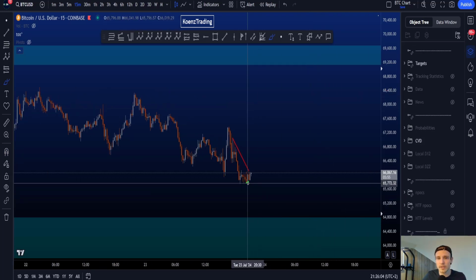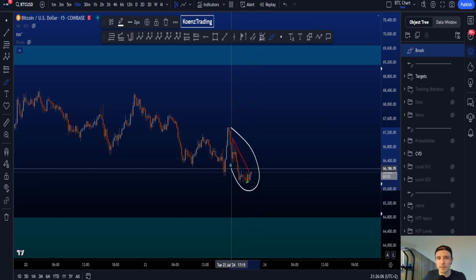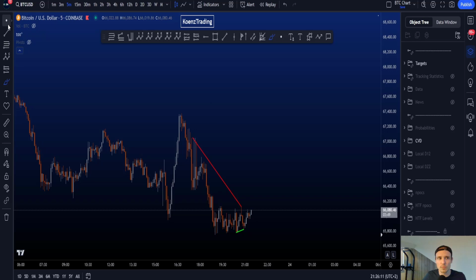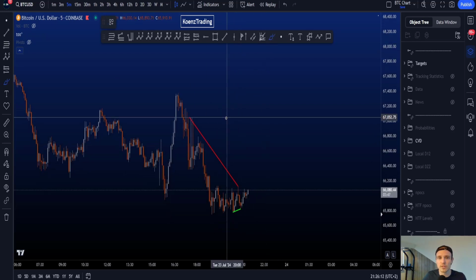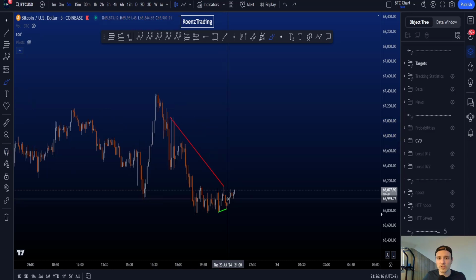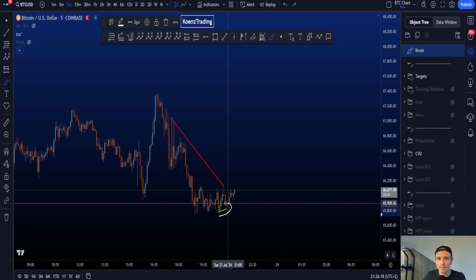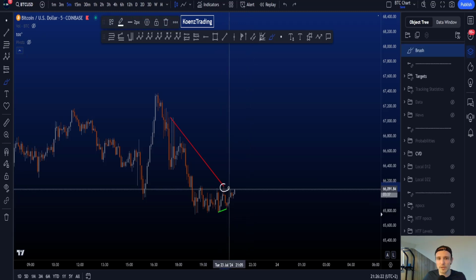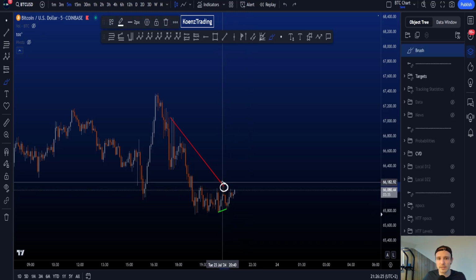Looking at the CVD divergences, price has locally been moving to the downside, and we do see some very local bearish CVD divergences, which will be invalidated if price can move above this range. And locally on the 5-minute time frame, we also had some bullish CVD divergences, which will play out if price can take out this high here.